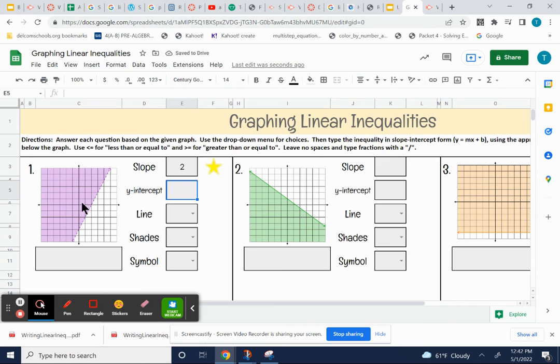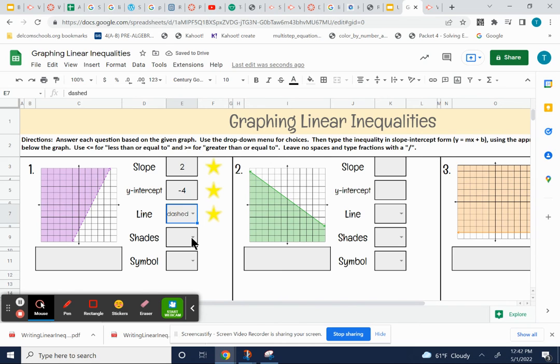The y-intercept is where it crosses the y-axis. 1, 2, 3, 4. It crosses at negative 4. Click outside the box. Now I need to look at the line. Is this a dashed line or a dotted line? It's dashed, so I'm just going to use the drop down.